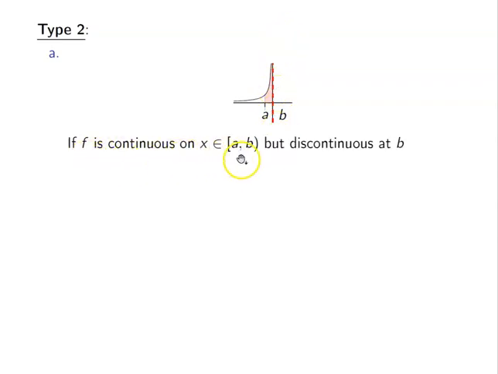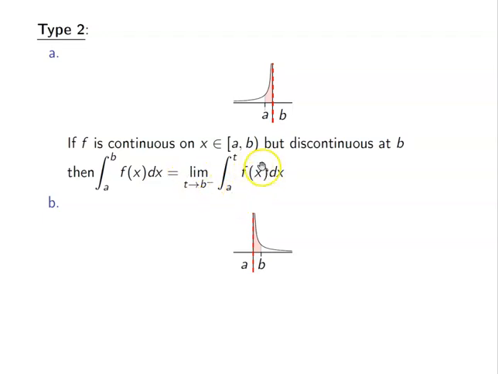If f is continuous from a, but not including b, but infinitely close to b, so discontinuous at that value, then the integral from a to b is the same as the limit as t approaches b from the negative side, from the left, of the integral from a to t of f of x dx. It's the same sort of thing. We would evaluate this limit and approach this finite value from the left side.